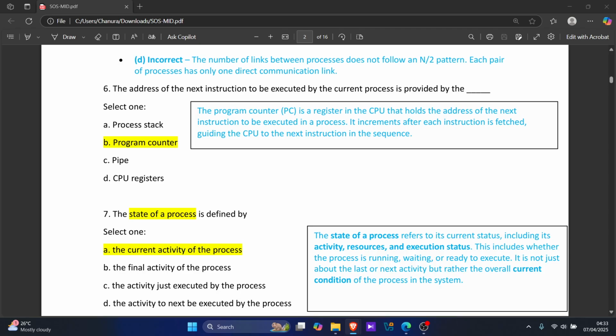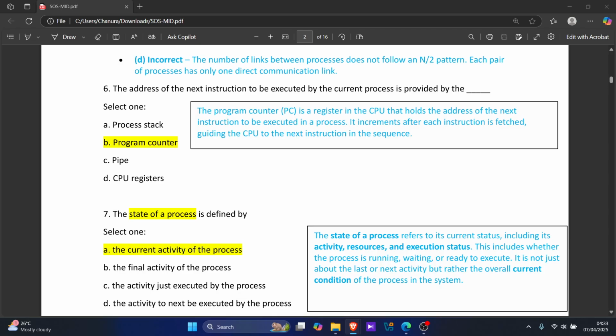Okay, let's tackle this question. The question is asking about the address of the next instruction to be executed by the current process. The options are process stack, program counter, pipe, and CPU registers. First, I need to recall what each of these terms means.